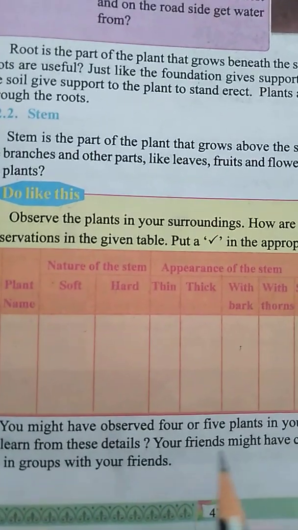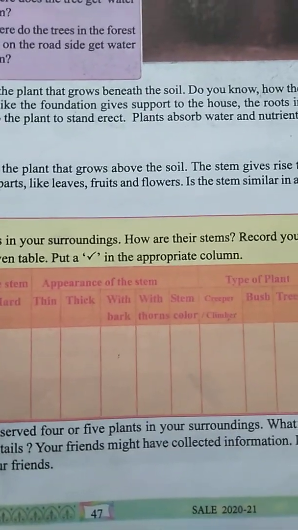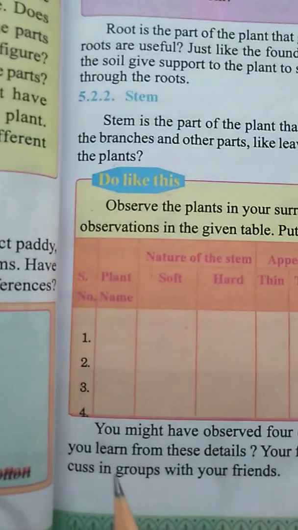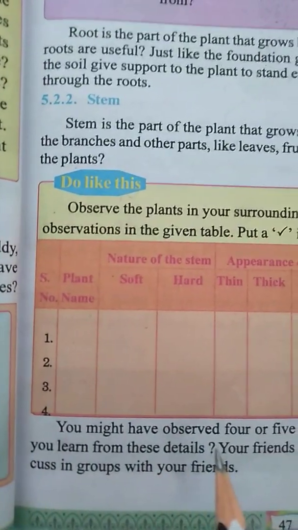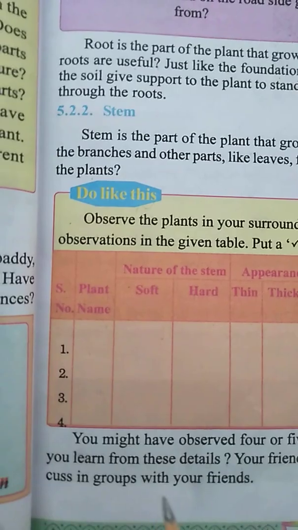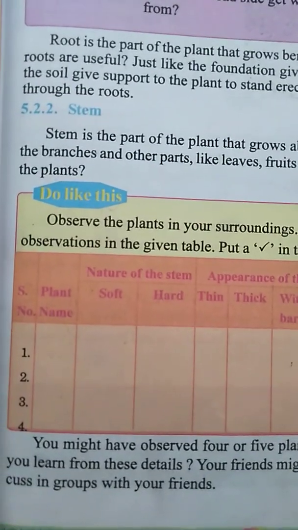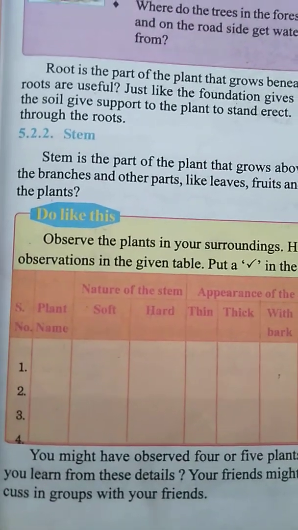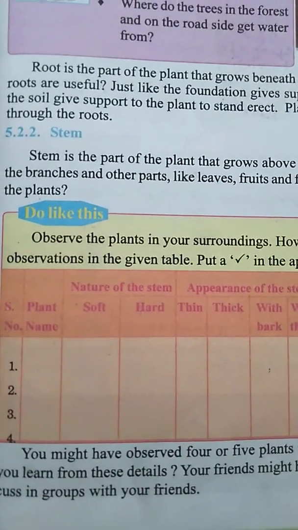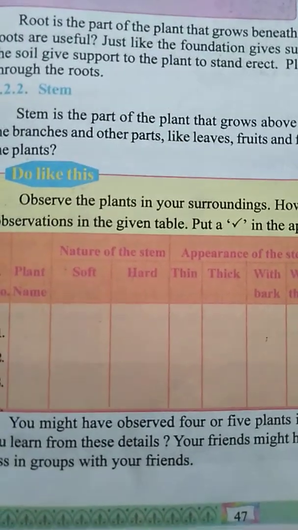Okay. Next, you might have observed 4 or 5 plants in your surroundings. What did you learn from these details? Your friends might have collected information. Discuss in groups with your friends. Understood? This thing we are not going to do because you are at home. You cannot come to school. So, leave it. Come to the next page number 40.